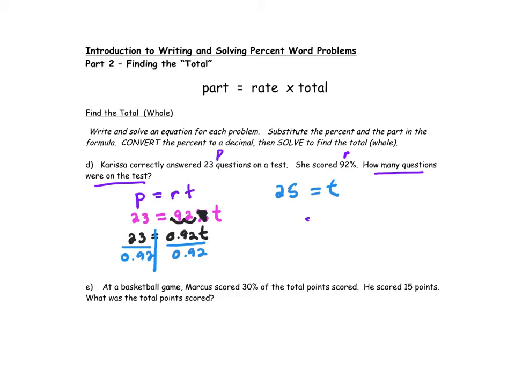So now let's go back and talk about what T means. Well, the question, what was the total number of questions? So how many questions were on the test? There were 25 questions on the test.